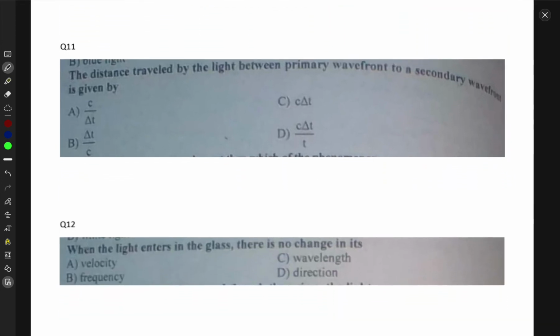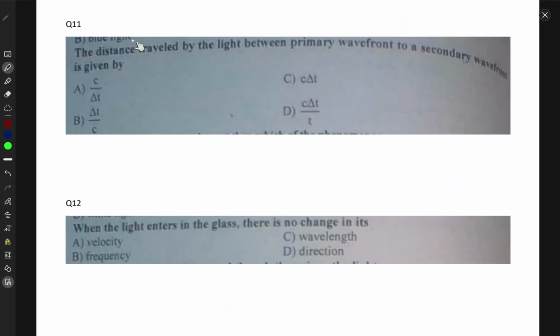Alright, so let's move on to the next question, question number 11. The distance traveled by the light between the primary wavefront and the secondary wavefront is given by.